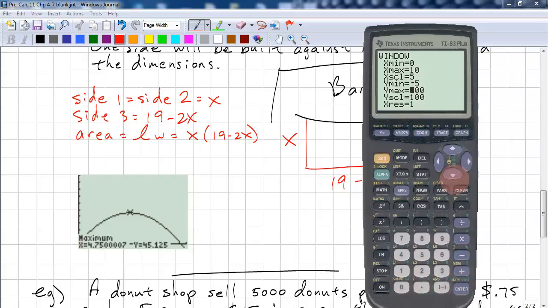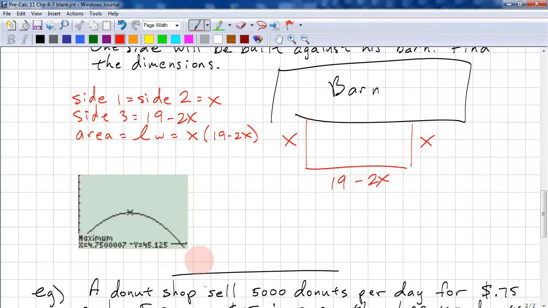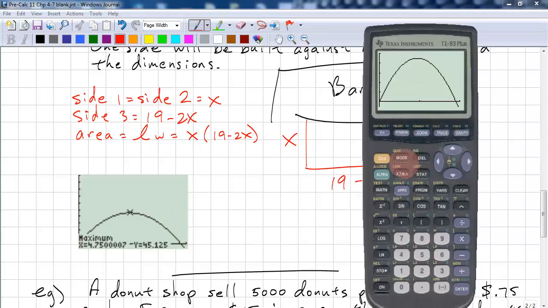And we'll change the max to 50. And we'll go up by 10s. Graph. And that looks better. It doesn't look quite the same as this graph, but we should get the same answer.